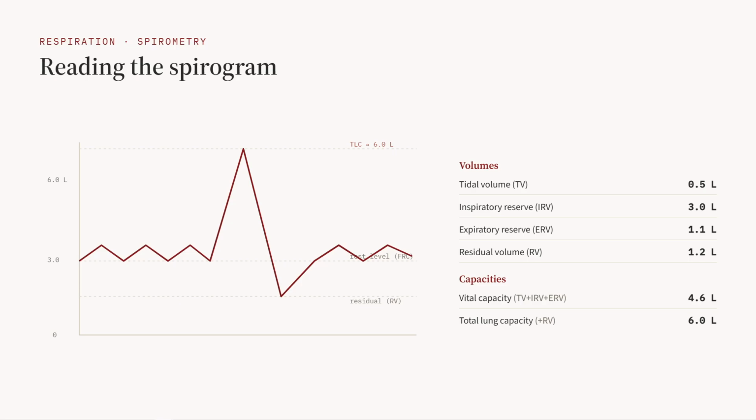Capacities are just sums of volumes. Vital capacity, everything you can move in one big breath, is about 4.6 liters. Add the residual volume and you get a total lung capacity, around 6 liters. Note that residual volume can't be measured by spirometry, since you can't blow it out.